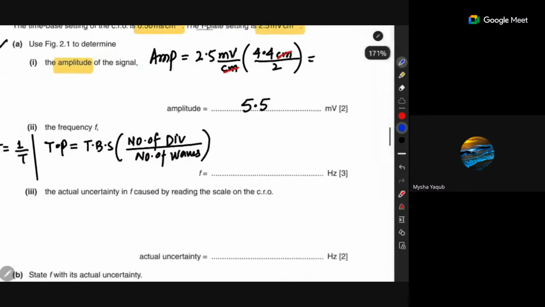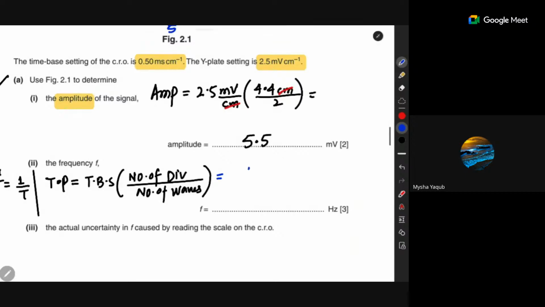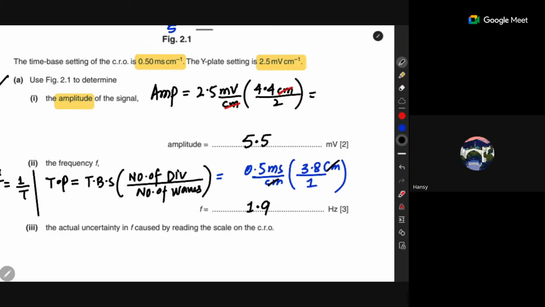Now you will say that the number of divisions is the number of centimeters. And what is the time base setting, by the way? 0.5 milliseconds per centimeter into the number of divisions, 3.8 divisions, and how many waves are completed in that? One. Right? Is it clear to everyone? Yes. So just plug in the values and calculate, and it will be 1.9 hertz. Is this clear?